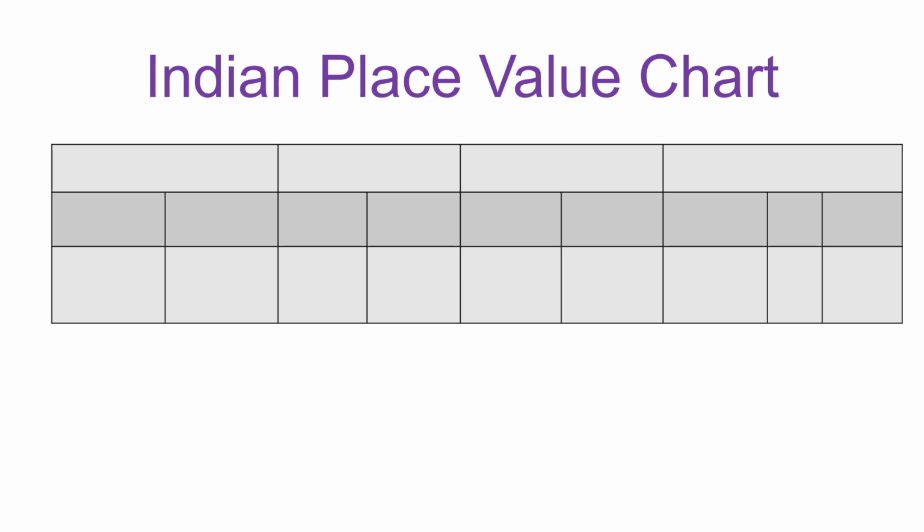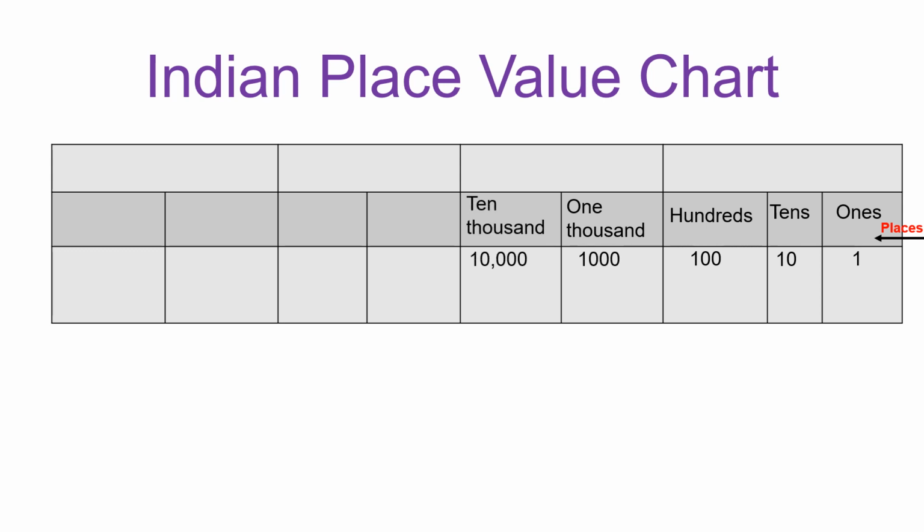Indian place value chart. Let us have a look at the places of Indian place value chart. Starting from the right side, the first place is ones, tens, hundreds, 1000, 10,000, 1 lakh, 10 lakh, 1 crore, 10 crore.